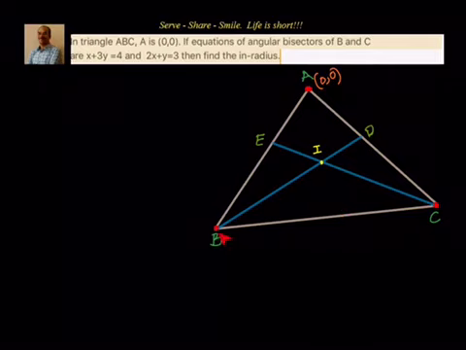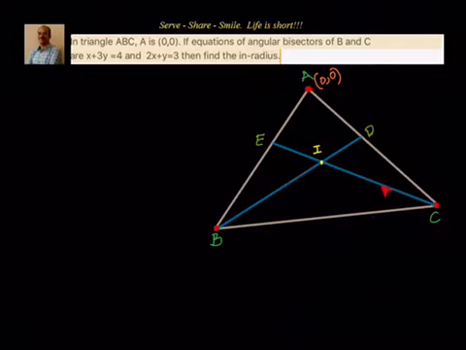Now how to get the equation of one side? For that, we will take the image of A on the angular bisector first time BD, and next time the image of A, or reflection of A, on angular bisector CE. Now those two will be points on BC. How it is, I'll explain once we are done with the problem.